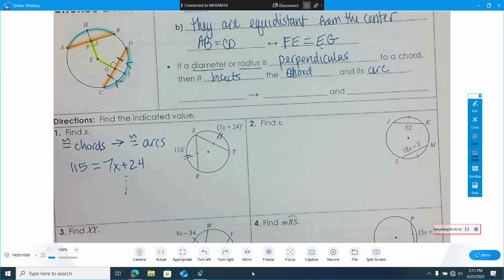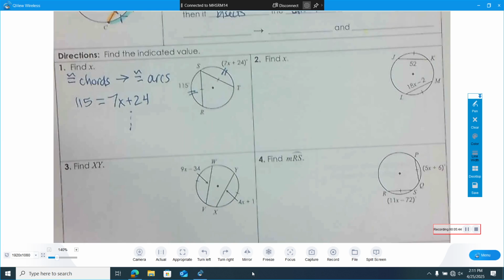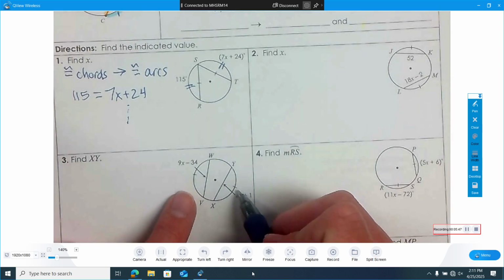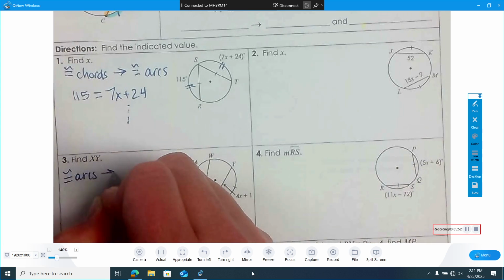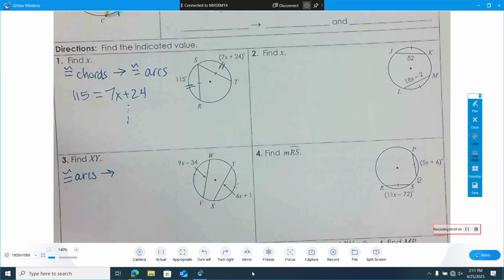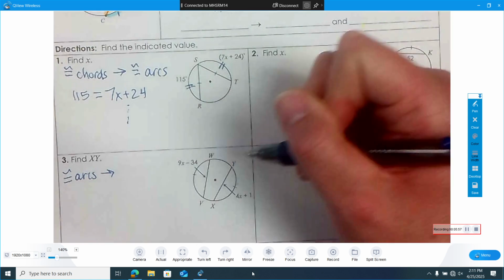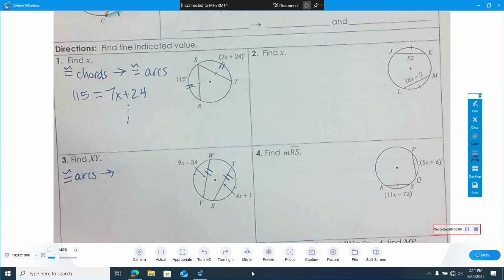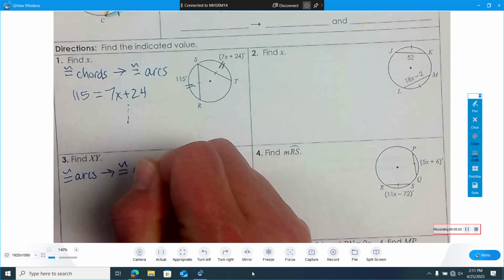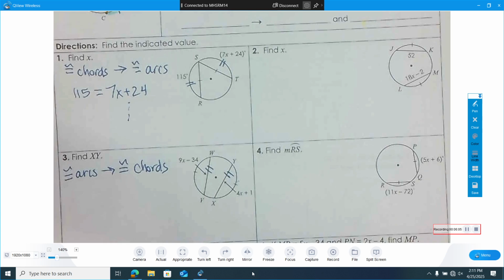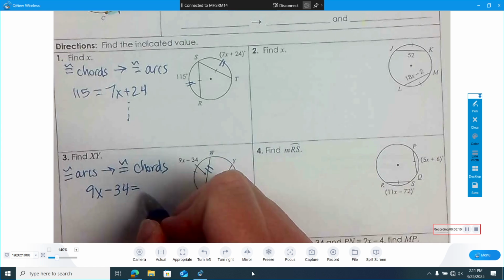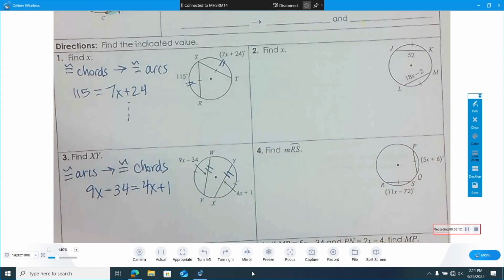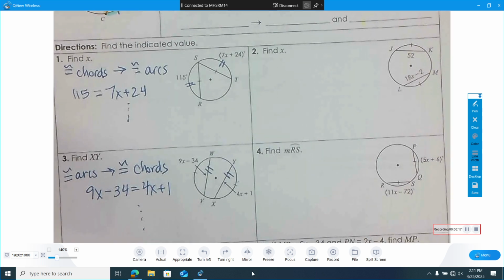Let's look at number 3. We're just going to burn through. What's marked congruent in our picture? Congruent arcs. And if we have congruent arcs, what does that mean? Congruent chords. Very good. So what's our equation? 9x minus 34 equals 4x plus 1. Beautiful. And again, I know you know how to solve for it. Easy peasy. Thanks, guys.